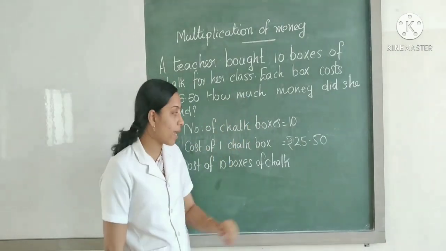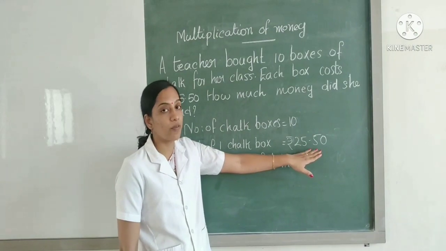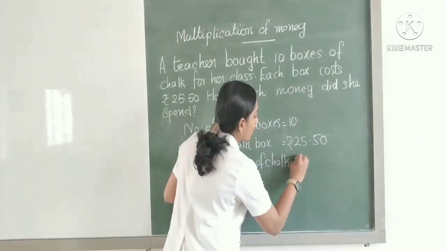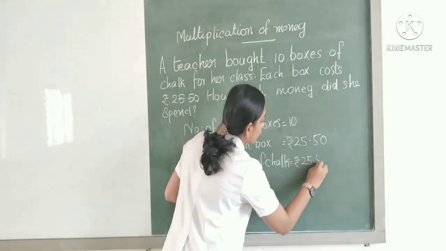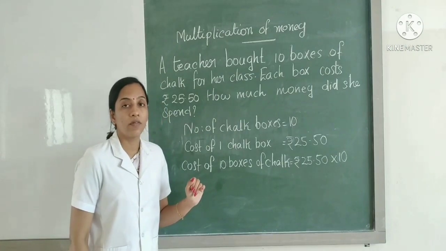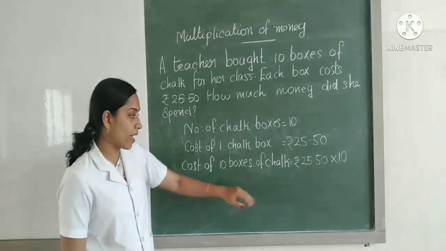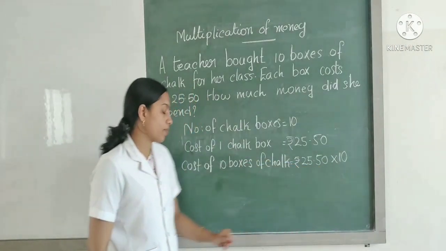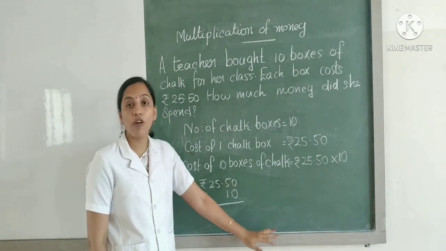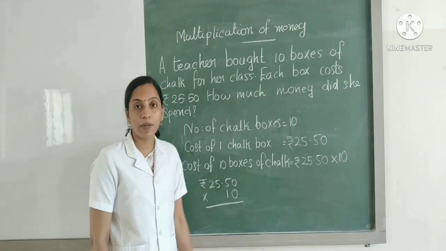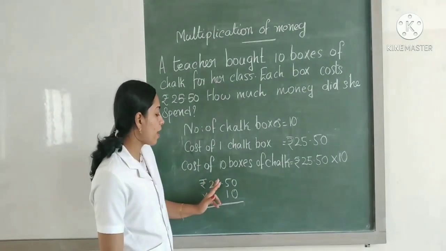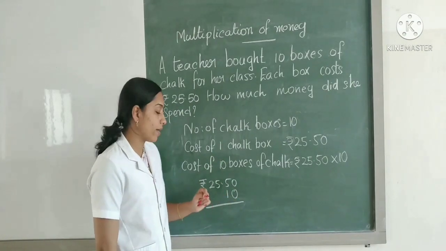So let us multiply 25 rupees 50 paise into 10. So let us write here rupees 25 and 50 paise into 10. Then we have to find out the answer by multiplying these numbers. Here, multiplication of money is done in the same way as multiplication of ordinary numbers. We learn how to multiply two numbers, right children? Yes. So let us multiply 25, 50 into 10.